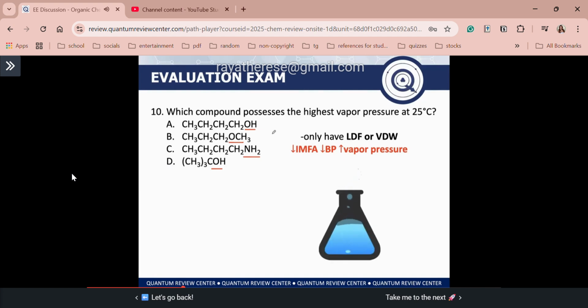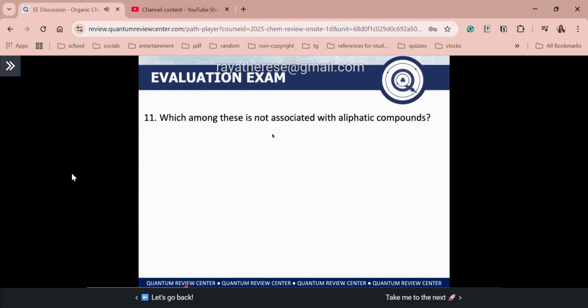Class, kapag mataas ang vapor pressure, you are also highly volatile. That's why ethers are always highly volatile molecules. Kaya very swak, very suitable as solvents for our organic synthesis. We can easily isolate our target product when we use ether solvents. So for number 10, answer is letter B. That's our ether molecule. Number 11, which among these is not associated with aliphatic compounds?